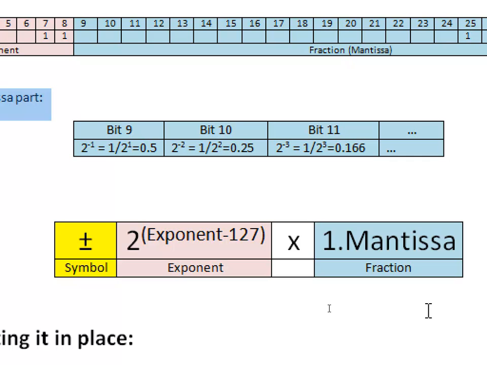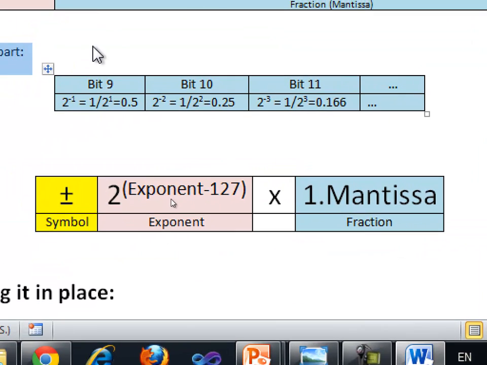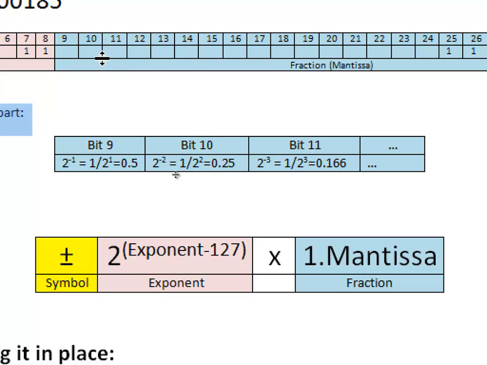So we have the sign, which is the yellow part. Then we have the exponent. The exponent is used in the IEEE standard in this way: we take 2 to the power of the exponent minus 127, and then we take this result and multiply it by 1 point, followed by the number represented by the mantissa.